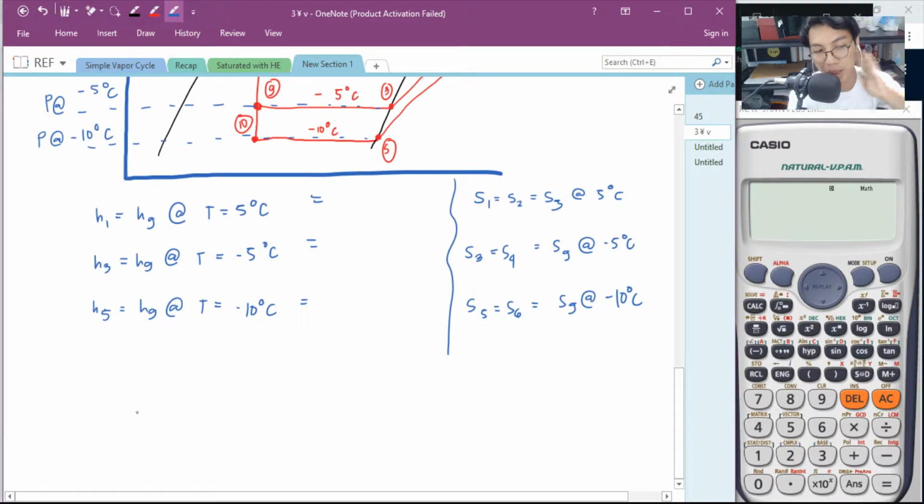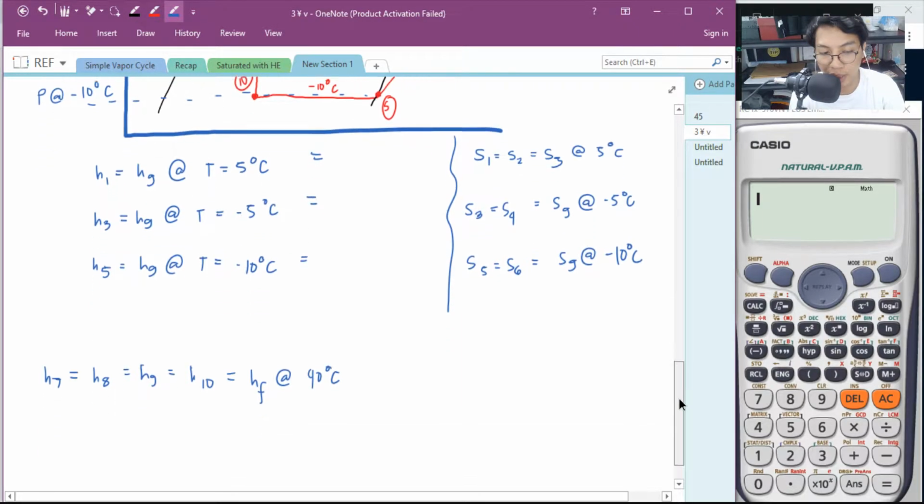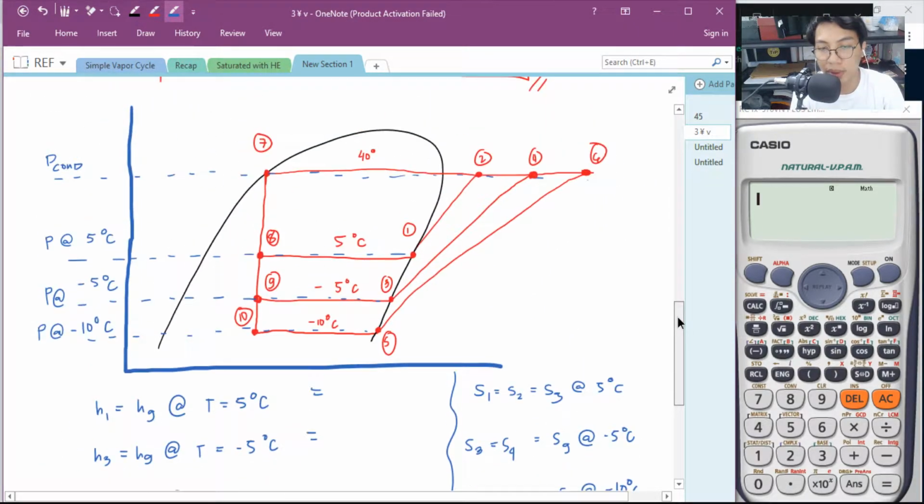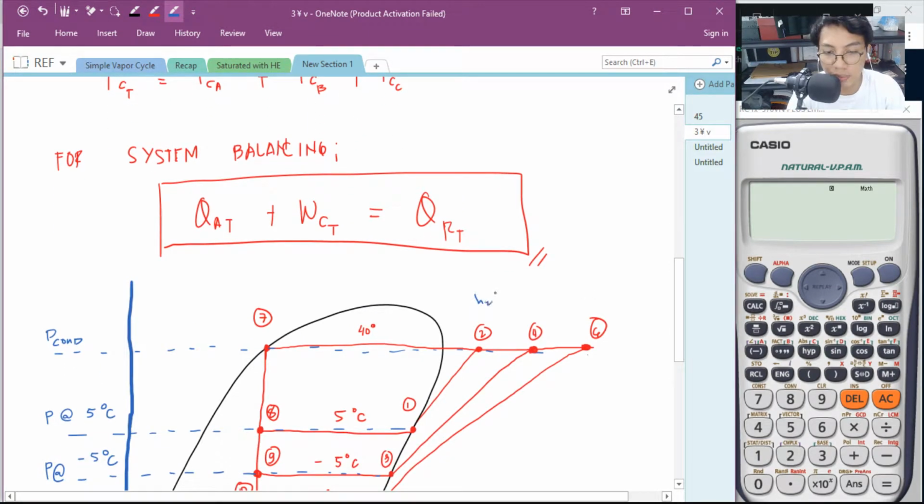Anong pa po ba yung mga mahanap natin sa chart? Meron pa. Ang dami pa dyan. Sa H7, H7 is equal to H8 is equal to H9 is equal to H10, kasi that is throttling process and that is also equal to Hf at 40 degrees Celsius. Sa ammonia yan. Mahanap na natin. Ano lang ang problema natin? Si H2, si H4, si H6.